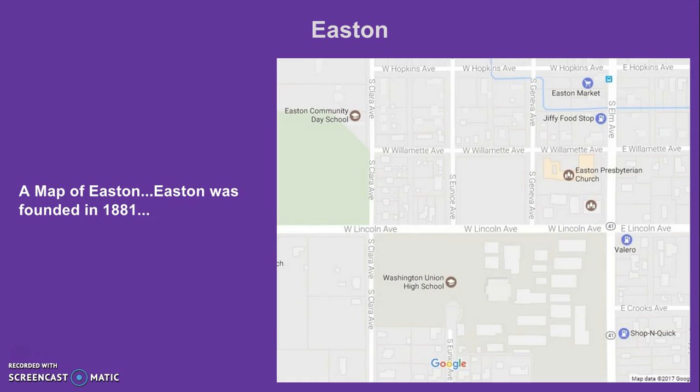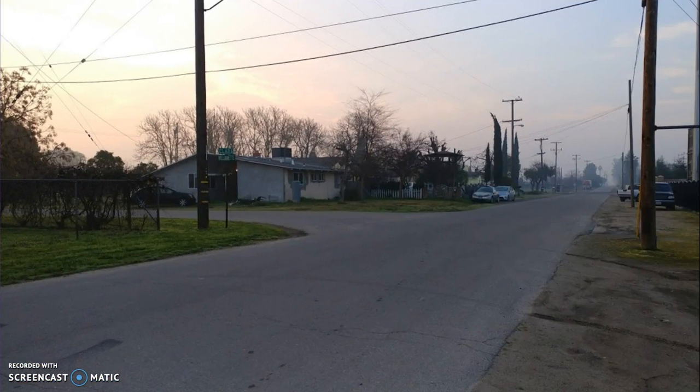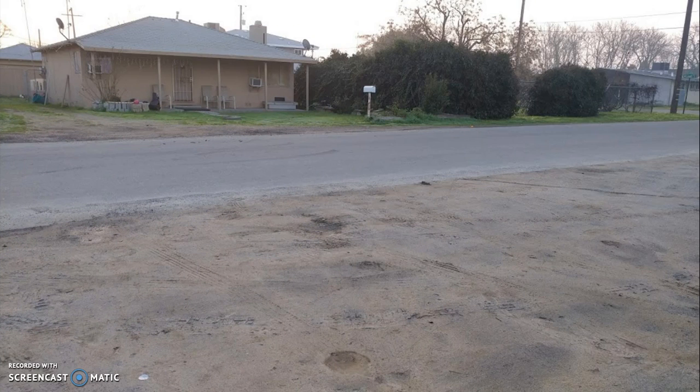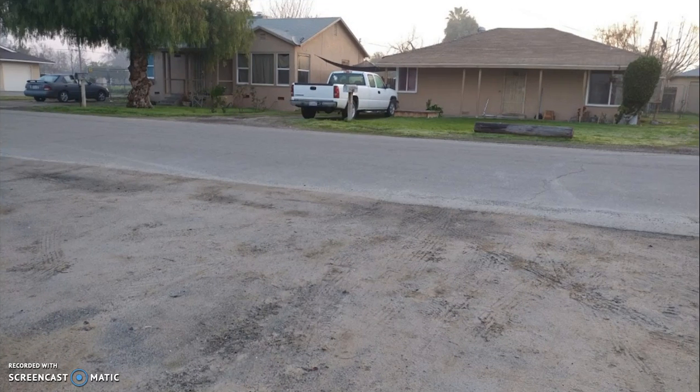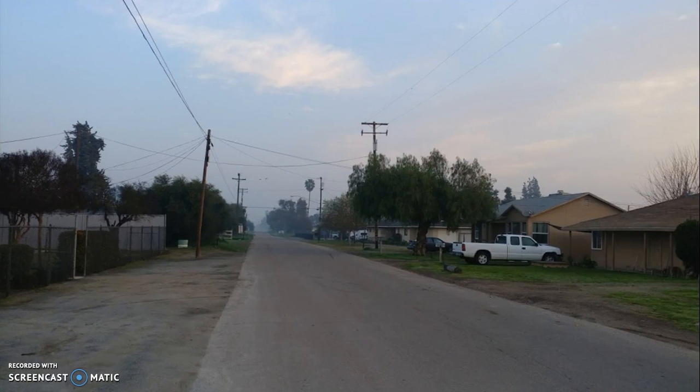Here's a map of the community of Easton. It's very small. Easton was founded in 1881. Some examples of the generational poverty. Streets are narrow. Houses are pretty run down. You can see some of the houses out here in Easton. This is actually right across the street from our campus. Narrow streets, a lot of rundown houses and neighborhoods.